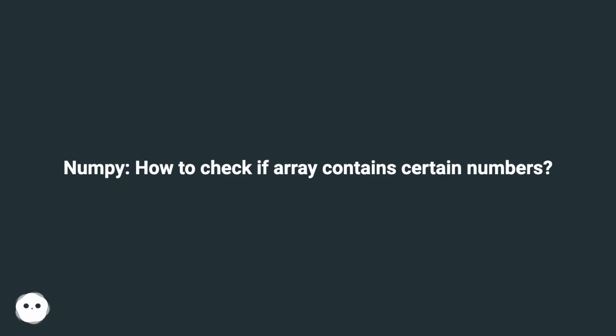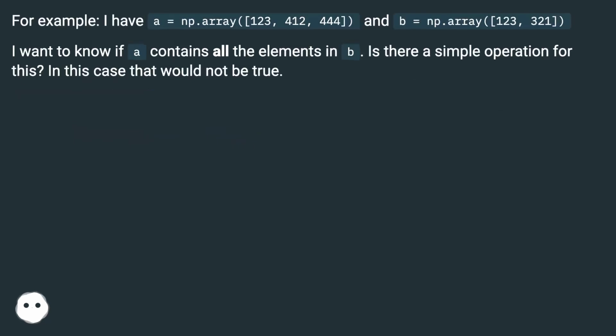Numpy, how to check if an array contains certain numbers. For example, I have A equals np.array([123, 412, 444]) and B equals np.array([123, 321]). I want to know if A contains all the elements in B. Is there a simple operation for this? In this case, that would not be true.